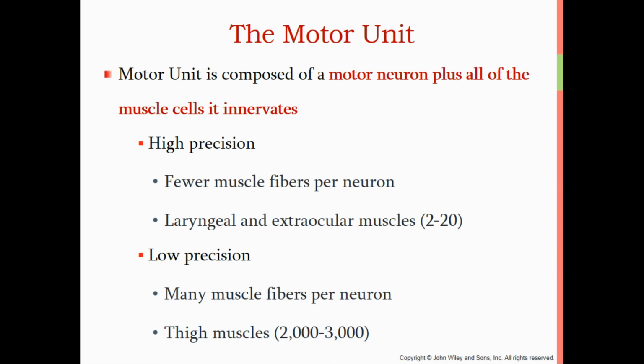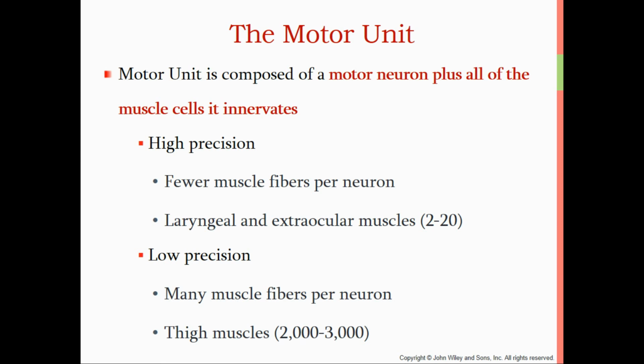So the neurons controlling your butt muscle, your gluteus maximus, are probably going to have thousands and thousands of muscle cells for every neuron that they control. But for controlling the movement of your eyeball, you're going to greatly reduce the number of muscle cells per neuron. So you're going to have a lot more neurons in any given muscle in areas of high precision than in areas of low precision.